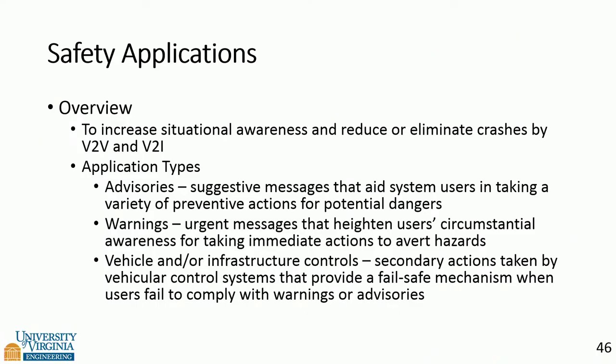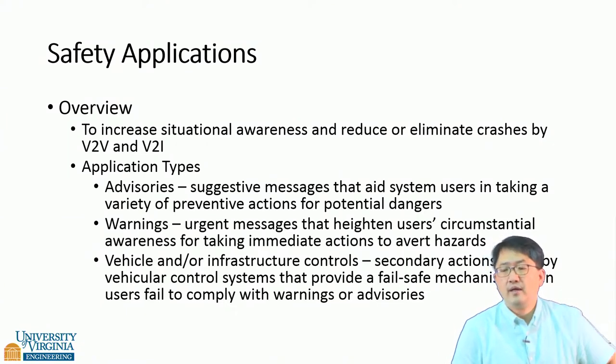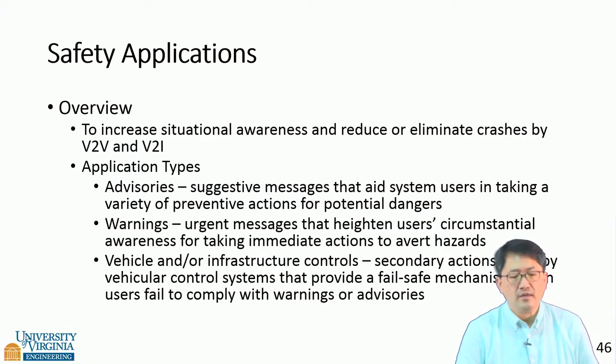advisories or warnings, and we actually do have control on vehicle or vehicle-to-infrastructure controls. So this could be a way of improving safety. Obviously, the first thing is providing awareness of where the cars are and what the dangers are, so people can try to avoid them, especially roadway icy situations. Providing that information can help people slow down.